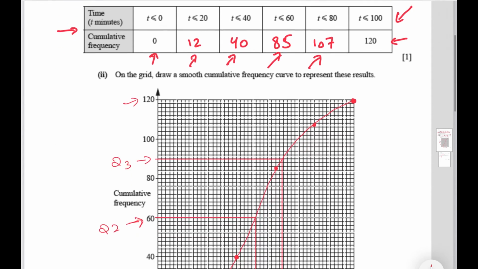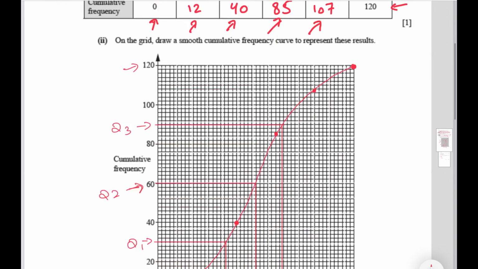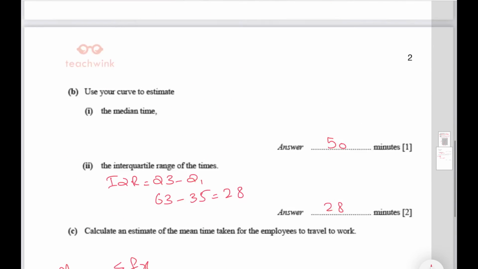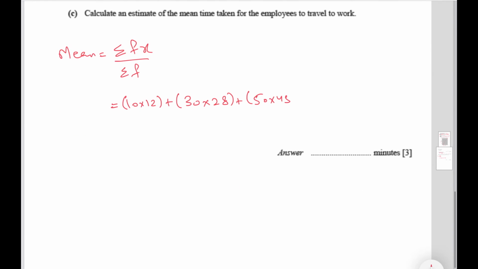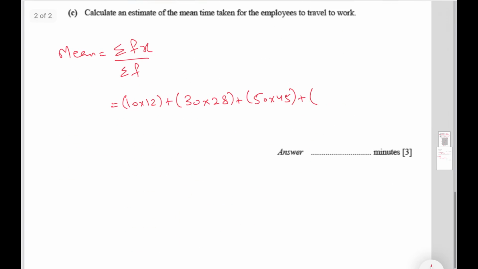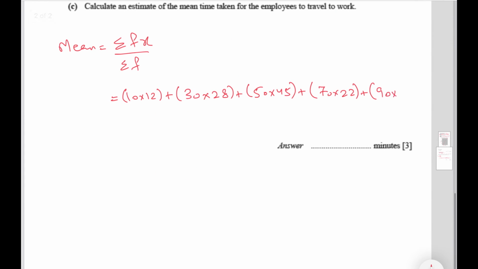I multiply this 10 with the frequency over here and repeat the process for every other column. So the first one would be 10 times 12, added to the second one, which is 30 times 28, plus the next one, 50 times 45. The next one would be 70 times 22. The last one would be 90 times 13. And we divide all of these by the total frequency, which is 120. That's mentioned in the question.